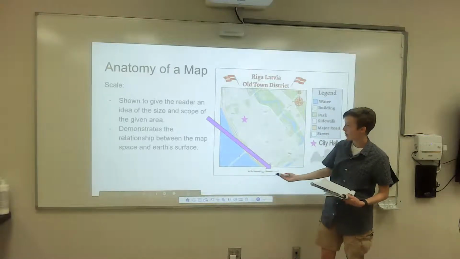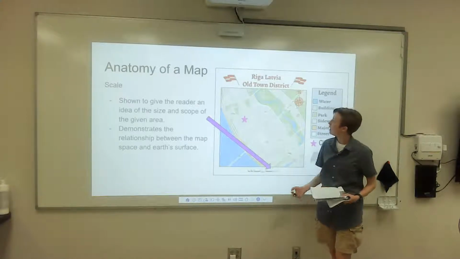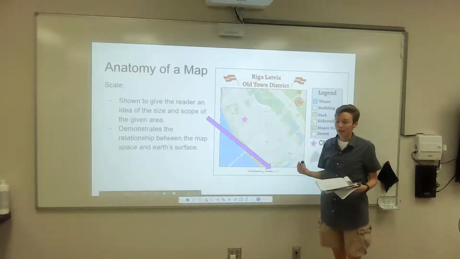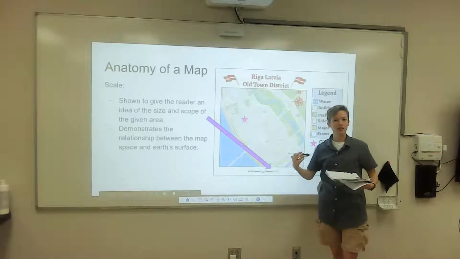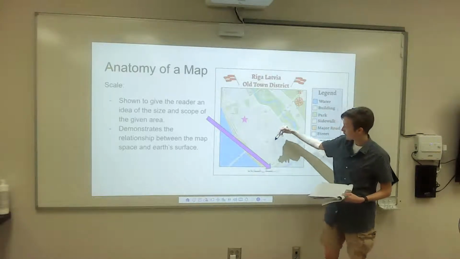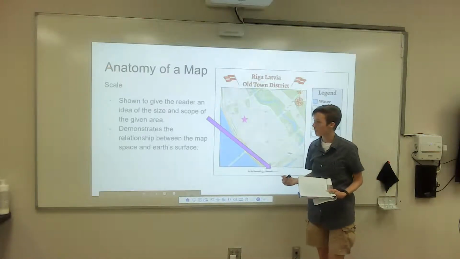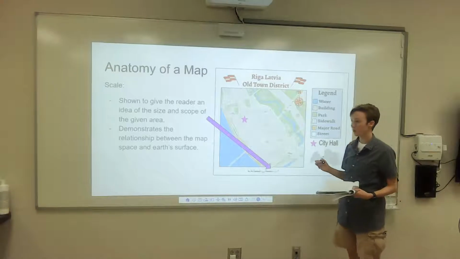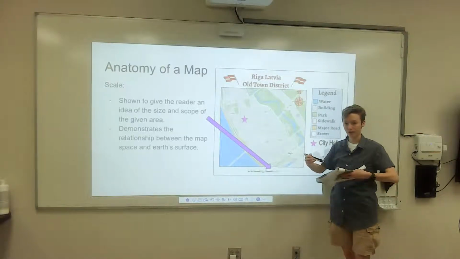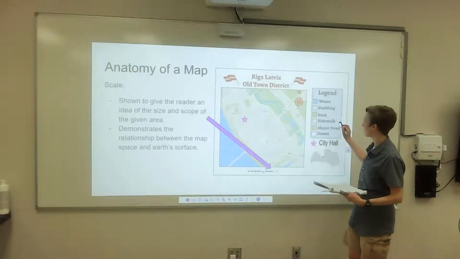Scale. Here's our scale bar. It's just to give the reader an idea of the size and the scope of the given area we're looking at. With a touristy map, you would like to know if you're walking 1 mile, if you're walking 10 miles. Or if you're driving, if one historical site is close to one, or if it's not very close. So that's going to be your scale. Demonstrates the relationship between the map space and the earth space, as we keep saying. Map space to earth space. So, keep going.